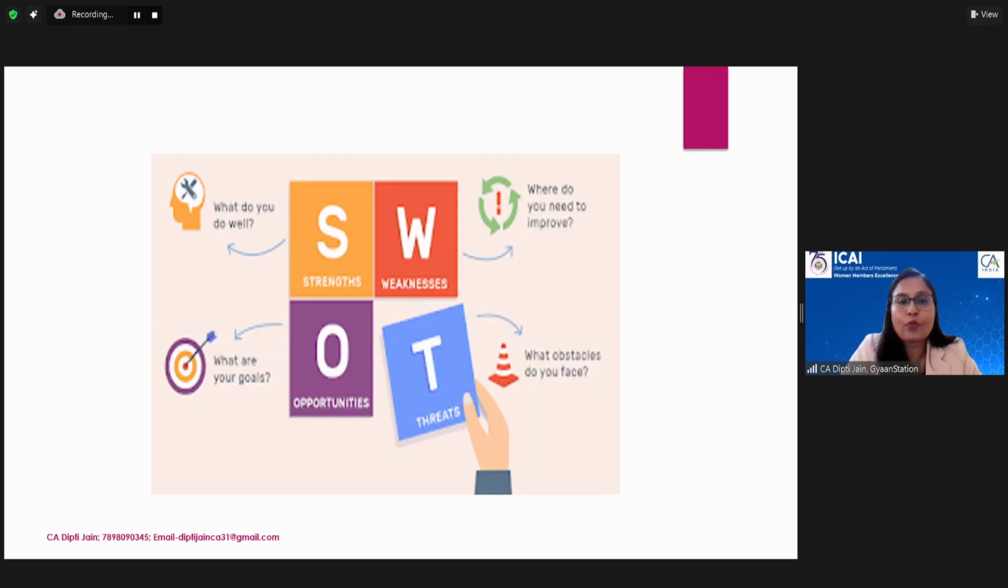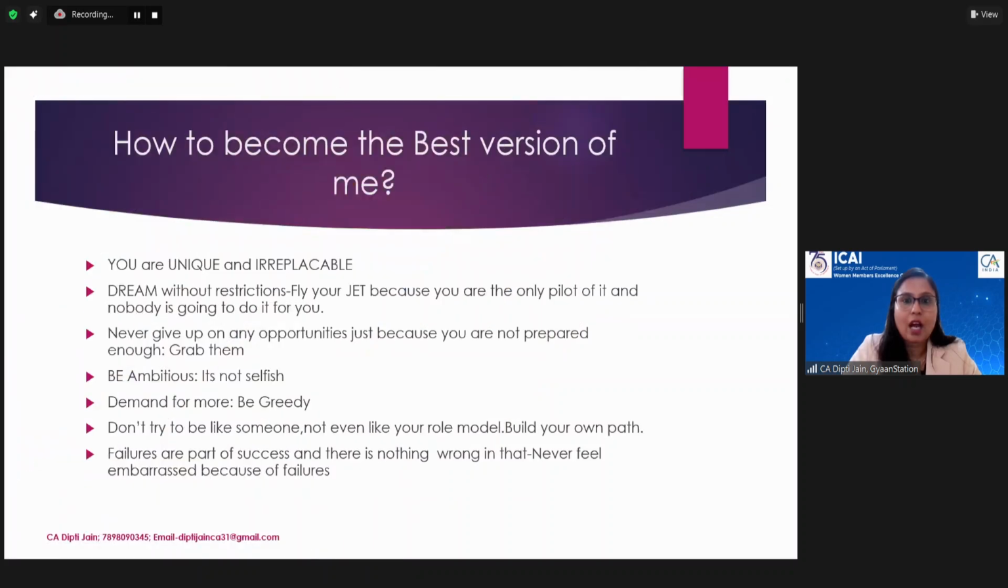Coming towards a very interesting slide. How to become the best version of me. Why and how I can be the best version of myself. The first, which sets you apart from all the others and makes you unique, is that you are unique and irreplaceable. I have a simple question. How many people are there? There are 700 million people in this world. And you see, this thumb impression of yours will never match with any other person. There's no twin. So this fingerprint which you are going to imprint is unmatchable to the other 700 million people in this world. So that itself makes you the most unique person in this world.